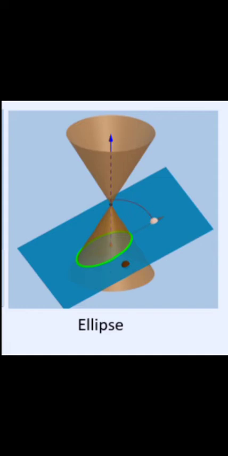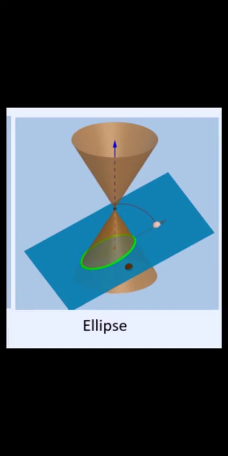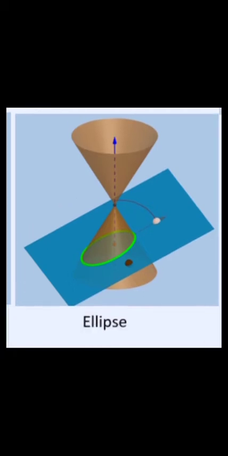So now, class, let us study ellipse. So unlike sa circle, class, itong ellipse is medyo tagilid yung plane figure to form an ellipse. Kapag sa circle, ang plane figure natin ay must be parallel with the directrix of the cone. So this is how to create an ellipse.